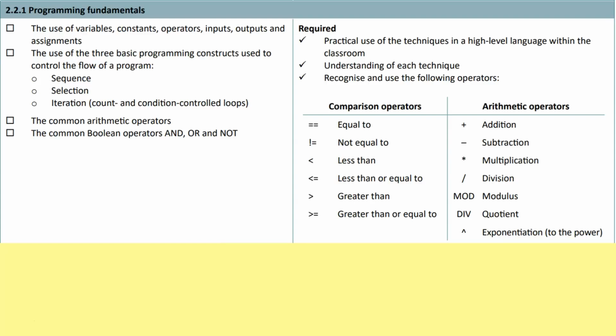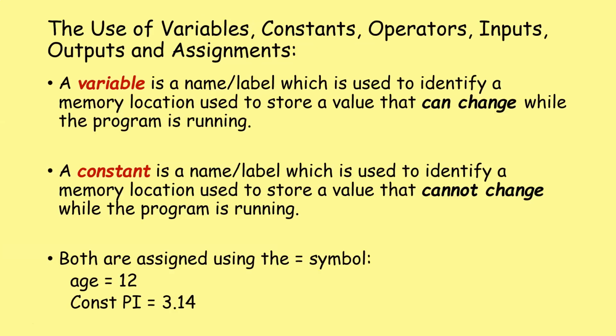2.2.1 Programming Fundamentals. A variable is a name or a label which is used to identify a memory location used to store a value that can change while the program is running. A constant is a name or a label which is used to identify a memory location used to store a value that cannot change while the program is running.